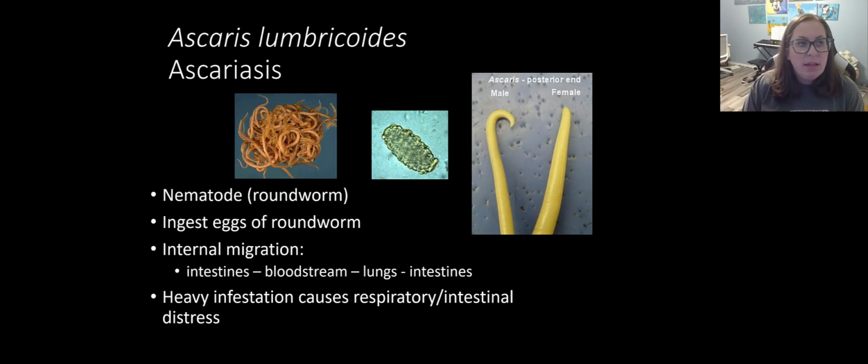The next one we're going to take a look at is the Ascaris. The Ascaris is going to be a nematode, which is also a roundworm. These guys are going to be where you ingest the eggs of these roundworms. They're then going to hatch and migrate specifically to your intestines, but we do see they can go from intestines, bloodstream, lungs, and back to the intestines. And a heavy infection causes respiratory and intestinal distress. And guys, it actually causes a huge mass in there. You can see this huge amount of worms that would have come from a patient.